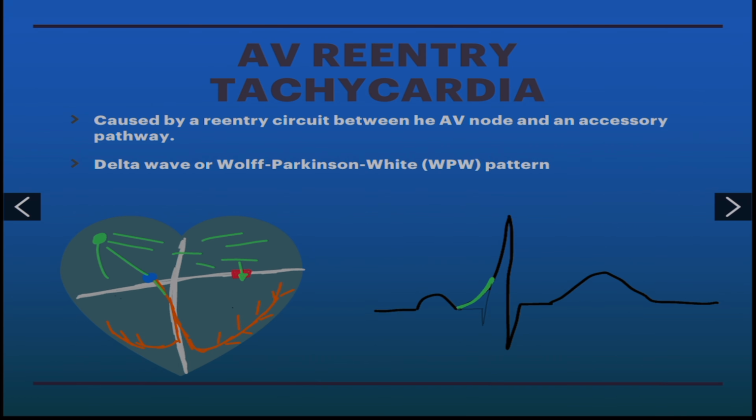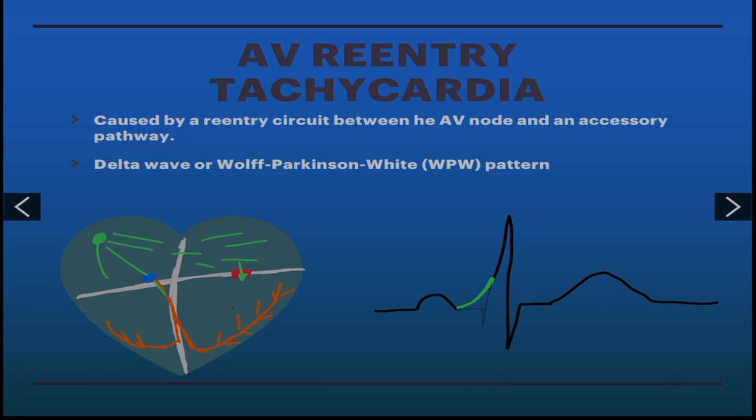The next reentry tachycardia we have is AV reentry tachycardia. So it's a little different than AV nodal reentry tachycardia. In this one, there is an accessory pathway, and think of that accessory pathway as a back door into the ventricles, where an impulse can just move right through it without any sort of physiological block occurring, like would occur in the AV node.